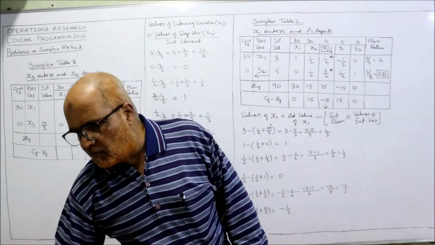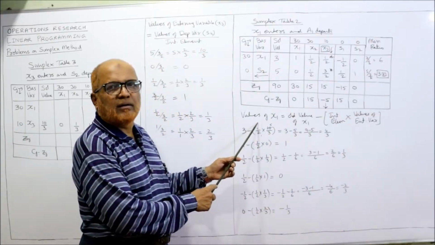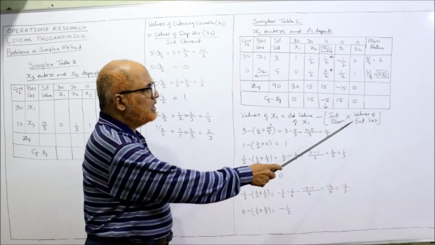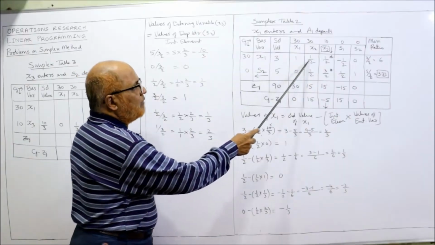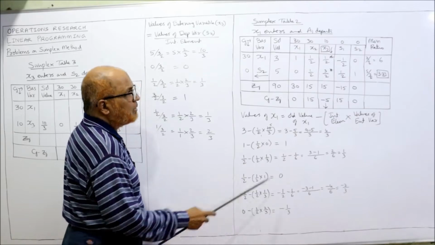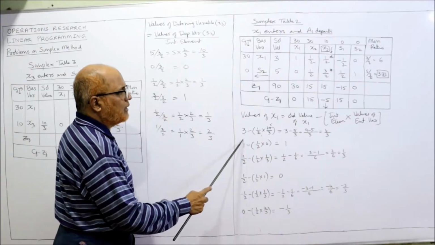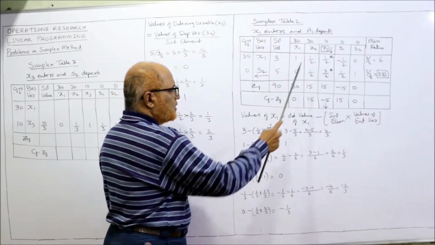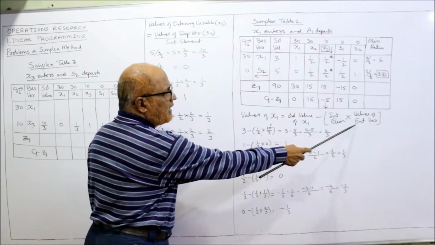Now we need the new values of x1. The formula for the new values of x1 is the old values of x1 minus the intersectional element into the values of the entering variable. What are the old values of x1? 3, 1, 1/2, then 1/2, minus 1/2, 0. These are the old values of x1, minus the intersectional element of x1, which is 1/2. So in brackets I have taken 1/2, multiplied by the values of the entering variable.